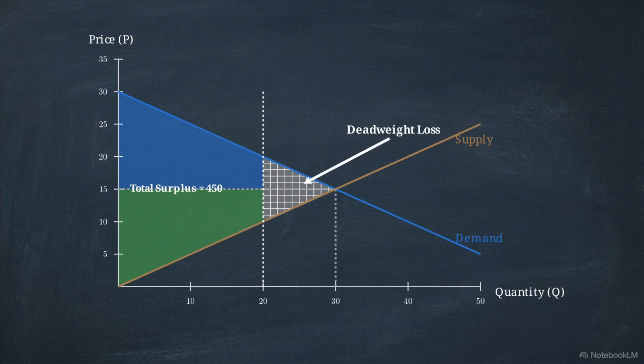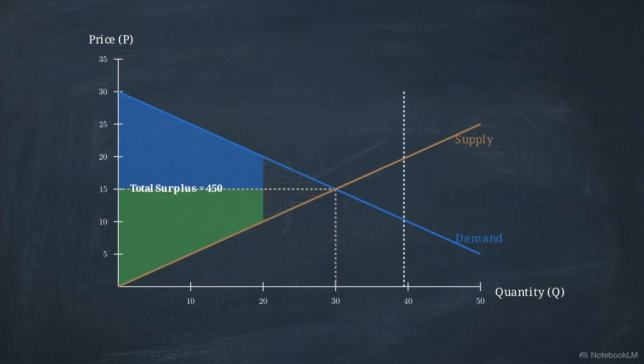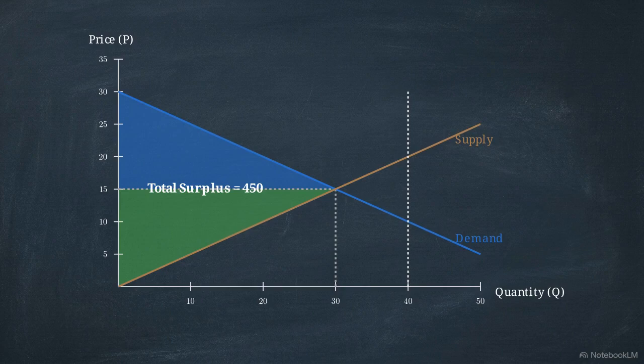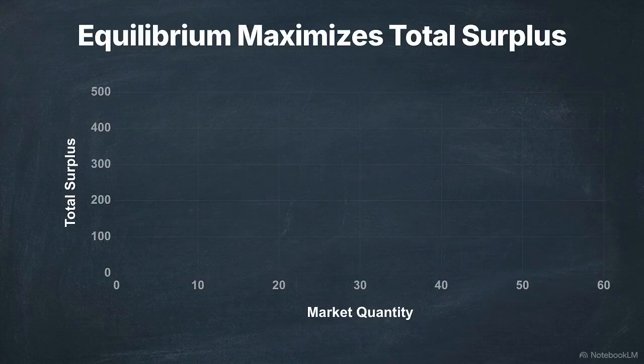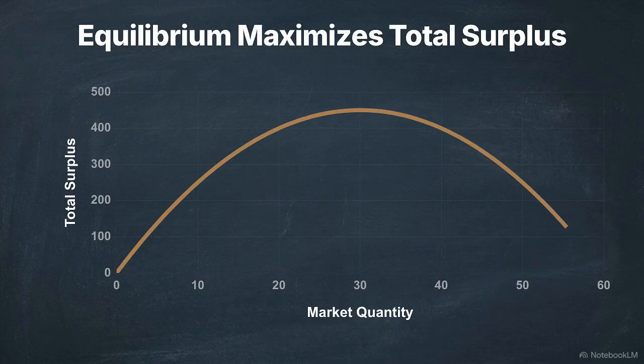If we push production to a quantity of 40, we run into the opposite problem. Past the equilibrium point, the cost of production exceeds the value to the consumer. This red area represents negative value that subtracts from our total surplus. The equilibrium point is the only mathematical position where the area of surplus is maximized without incurring these losses.